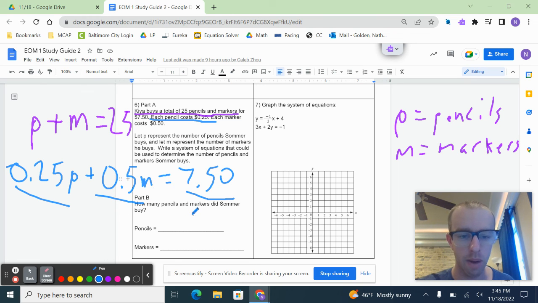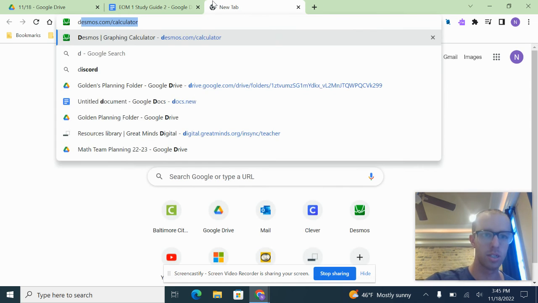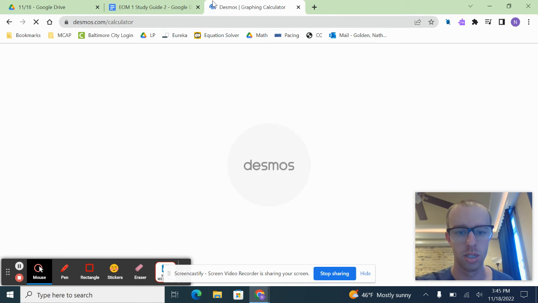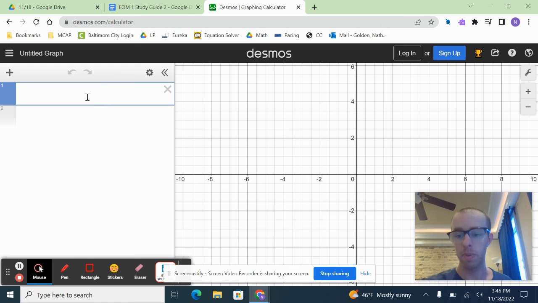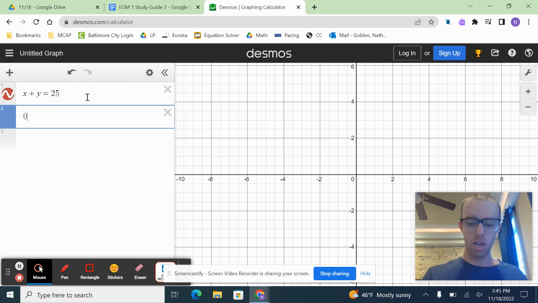Part B says, how many pencils and markers did she buy? Well, I need to use Desmos to solve this. I'm going to hop over to Desmos. I'm going to type in my equation. But Desmos is not as smart as me and you. It can't read P's and M's. So I got to change it to X's and Y's. So anywhere I see a P, I'm going to type an X. Anywhere I see an M, I'm going to type a Y. I'm going to type in the 2 equations.